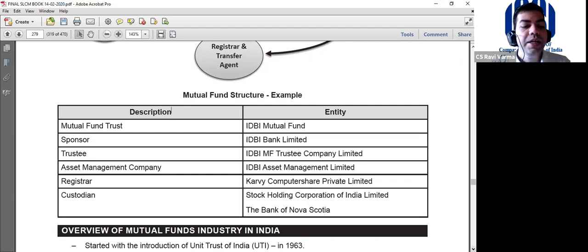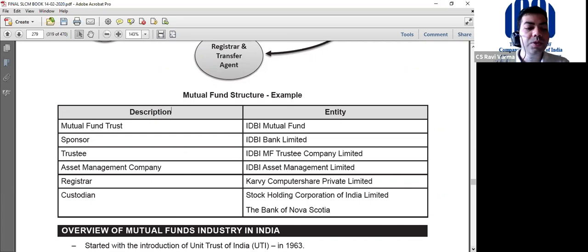Similarly, there will be an asset management company. So these are, you can say, the structure of a mutual fund. Then the registrar, obviously, they have given the example of, say, RV computer, and then there is a custodian who keeps the securities with themselves. So this is what the mutual fund is.